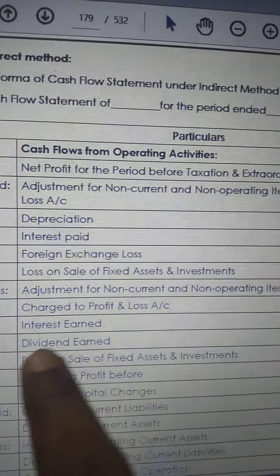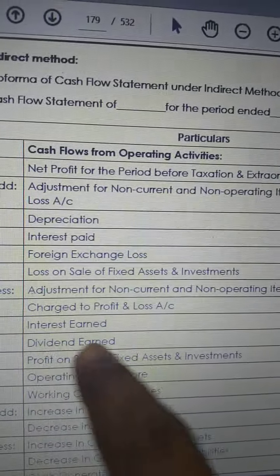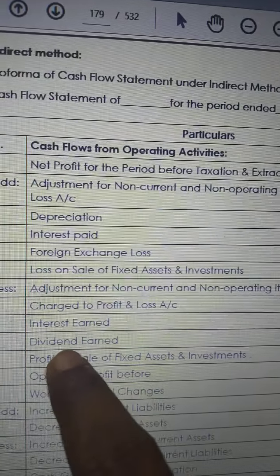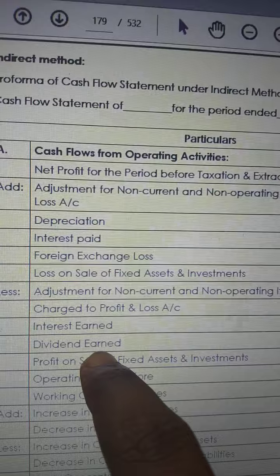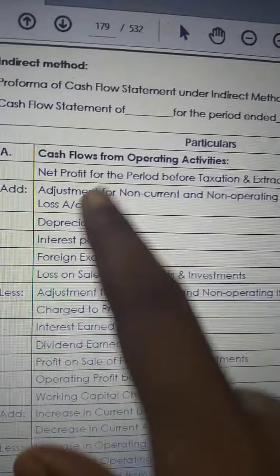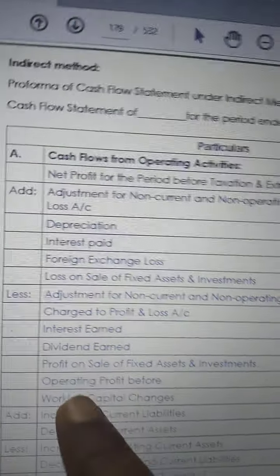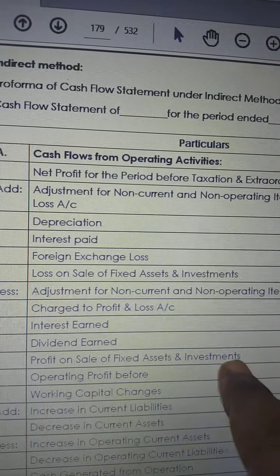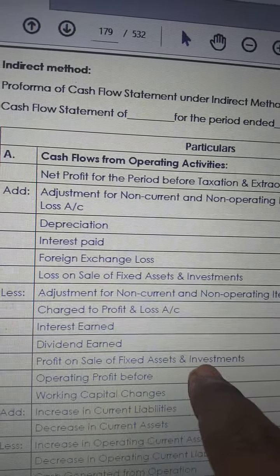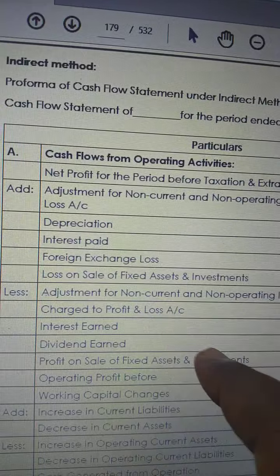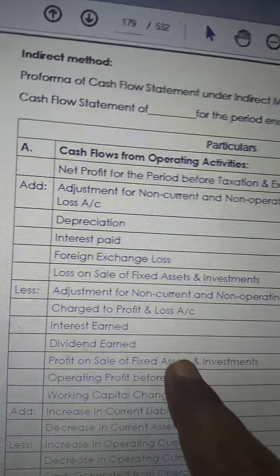Okay. So dividend earned is in which activity? When will I receive dividend? If I invest, only then will I receive dividend, correct? So dividend earned is not an operating activity, it is an investment activity. So this income should be reduced from your net profit. So I am reducing. Then what about the next one? Profit on sale of fixed assets and investments. When will I get this profit on sale? Whenever I am selling the asset and investment. Asset and investment, which activity? It is an investment activity. Then we have to present it there.